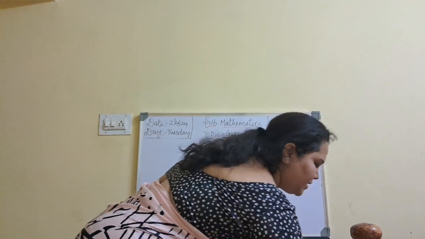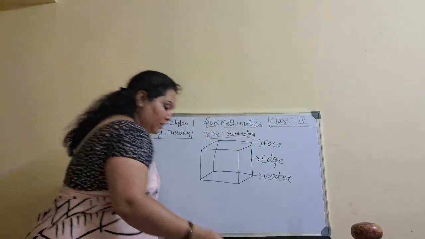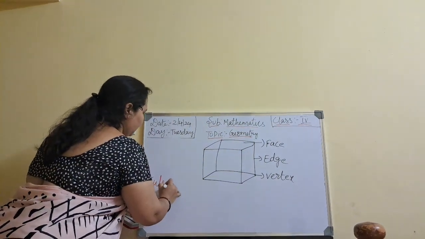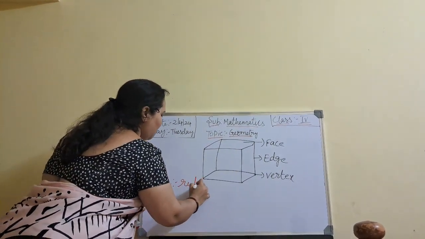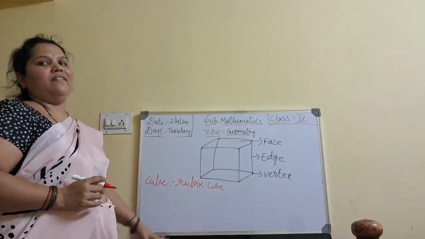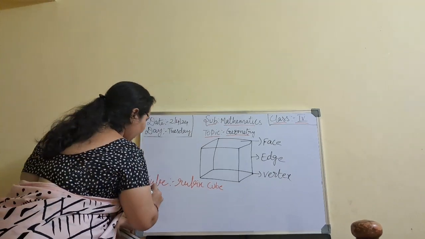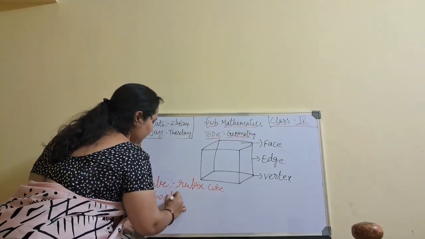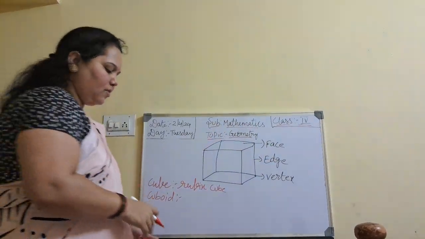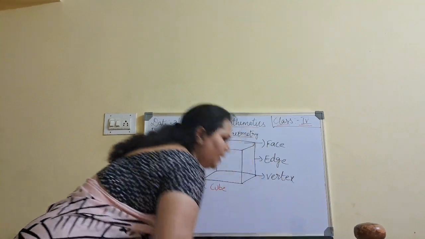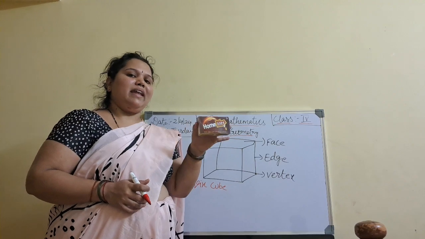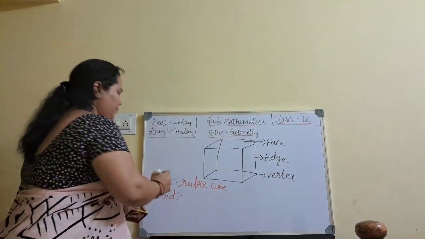So this is the best example. Can you tell me one more example of a cube? Rubik's cube. You all play with a Rubik's Cube. Okay, Rubik's Cube is one example. And then cuboid. What is a cuboid? A cuboid also has faces, edges and vertices. Can you tell me one more example of a cuboid? Matchbox. Very good. Matchbox is one example of a cuboid.